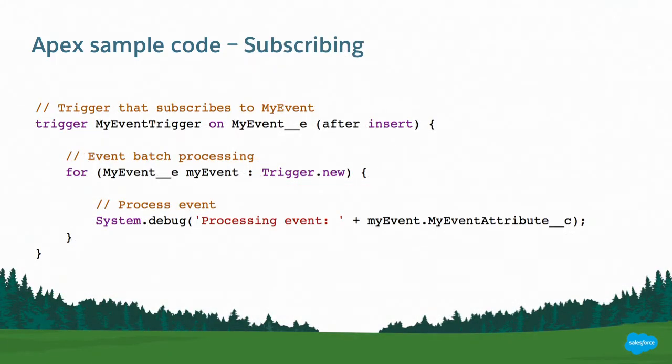And then for subscribing, again, this is very similar to the standard object creation. You have a trigger that you can create on your platform event in the same way, except we only support the after insert. There is no update. You can never update a platform event. After that, it's really the same code here. So I will not spend too much time on this.